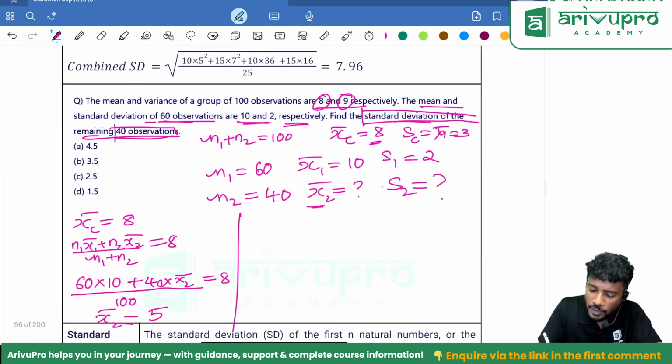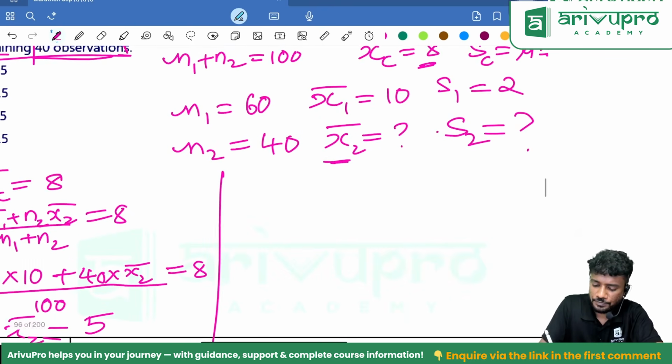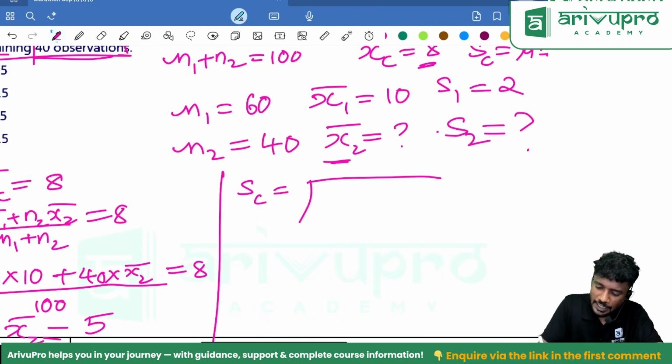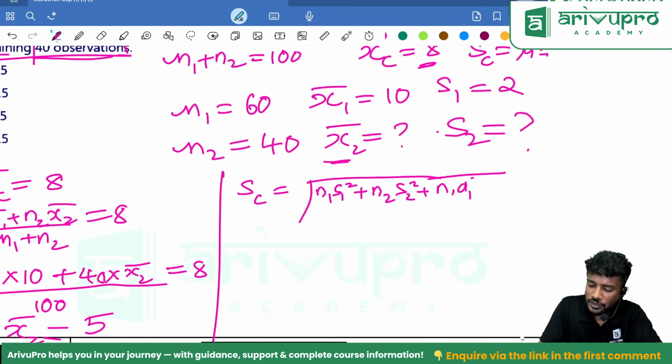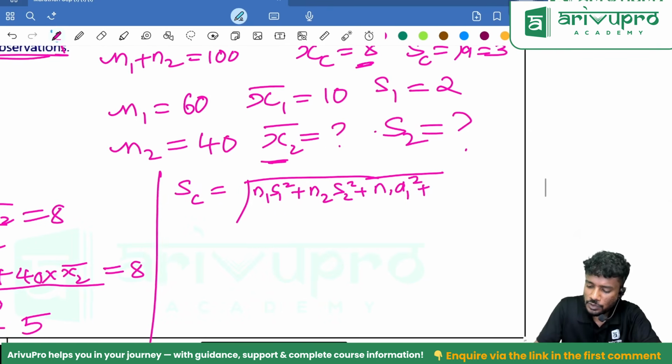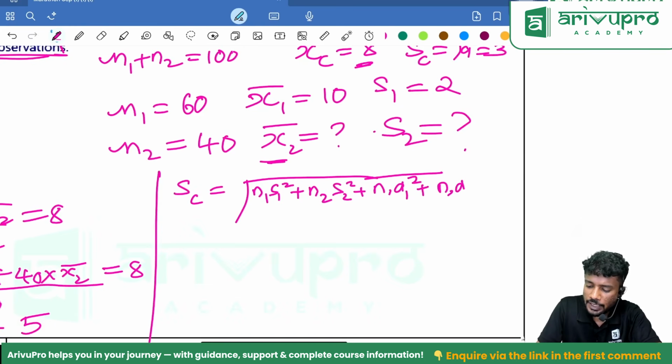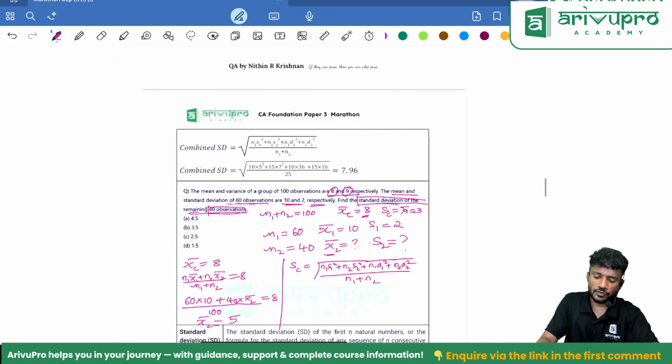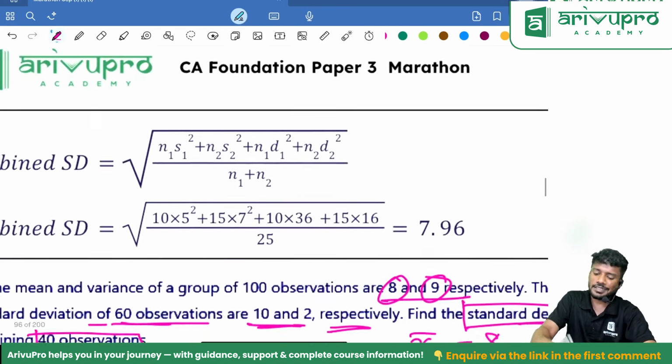Now, what is the formula for combined standard deviation? Root of N1 S1 square plus N2 S2 square plus N1 D1 square plus N2 D2 square, the entire thing divided by N1 plus N2. Am I correct? Yes, we will cross check once. Yes, that is the case.